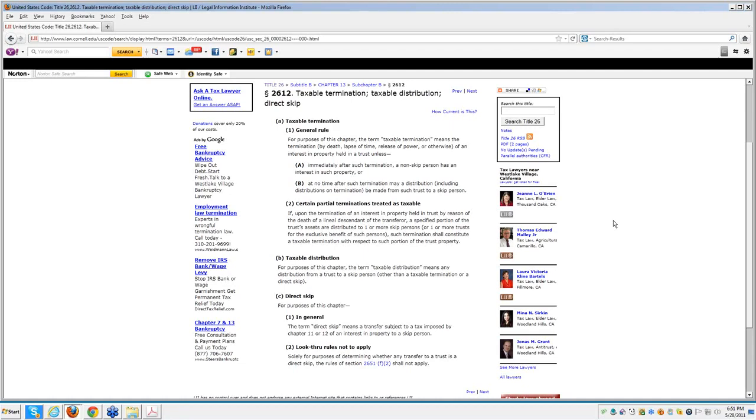Taxable distribution. For purposes of this chapter, taxable distribution means any distribution from a trust to a skip person other than a taxable termination or a direct skip. C, a direct skip. For purposes of this chapter, the term direct skip means a transfer subject to a tax imposed by Chapter 11 or 12 of an interest in property to a skip person. So Chapter 11 is your gift tax, and Chapter 12 is your estate tax.